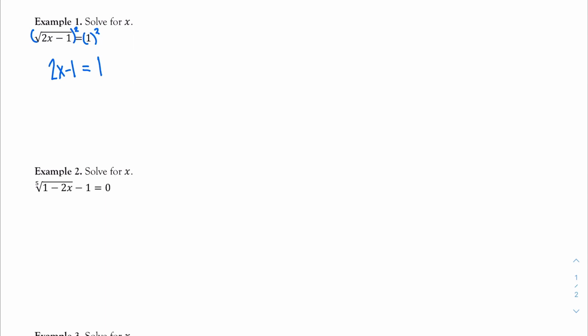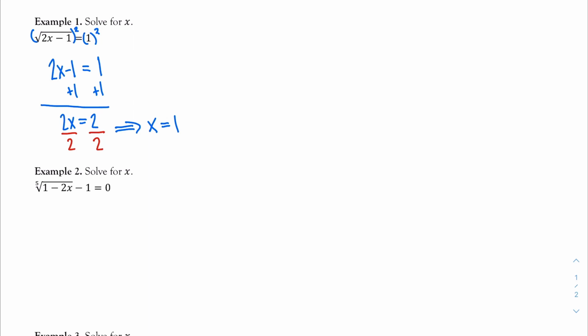Now, this looks a lot like just a standard linear equation. We can go ahead and try to solve for x. I would start by adding 1 to the left and to the right, leaving me with 2x is equal to 2. After that, I want x by itself, so I'm going to divide by 2, leaving me with, on the left, 2 divided by 2, I get 1x. On the right, 2 divided by 2, I also get 1. So I claim x equal to 1 is a solution to my equation.